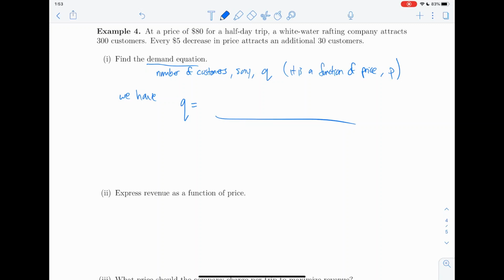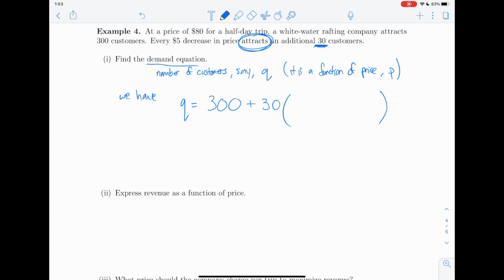Q is representing the number of customers. Well, the number of customers starts at 300. So we know we're at least going to start with 300. And then it says that every time we change the price, we're going to attract customers. So the number of customers will then be increasing. And it's going to increase by 30. So we're going to add 30 every time something happens.